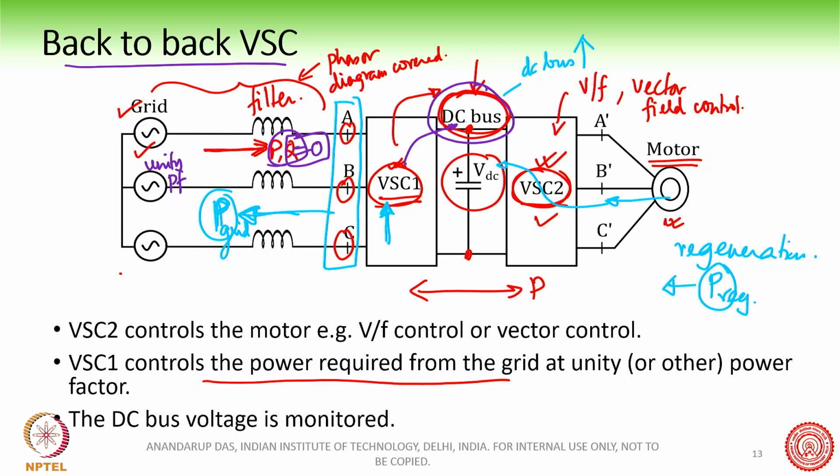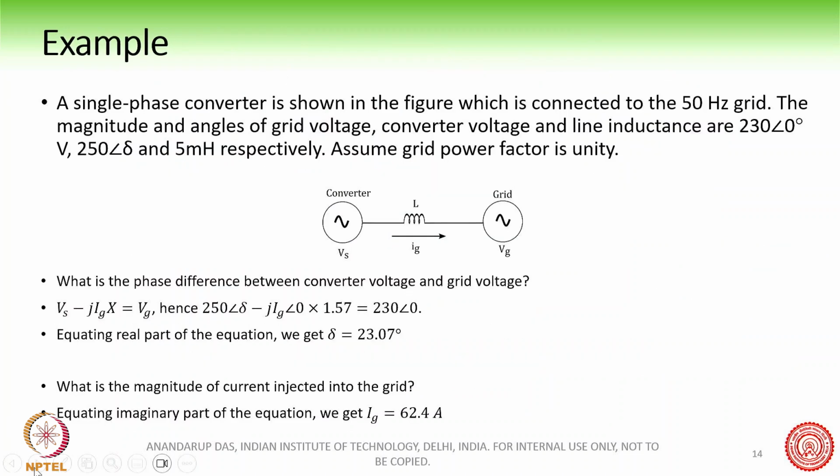So this is a very classic example of two VSCs working together without communicating with each other, but the DC link is the point of contact between the two converters. Okay, so I'll take up quickly two examples which will help you to understand this.